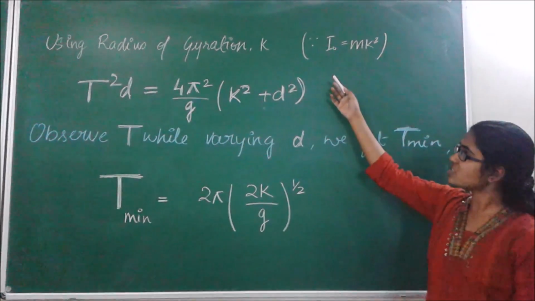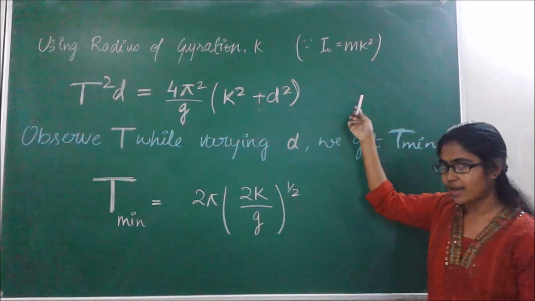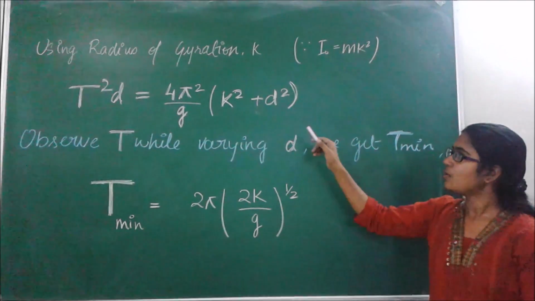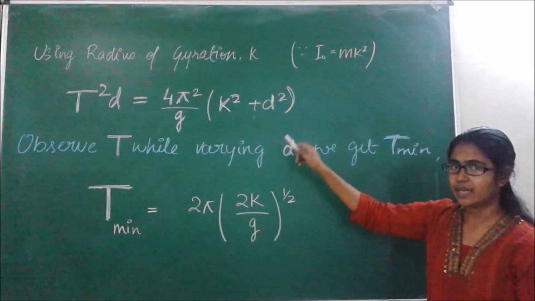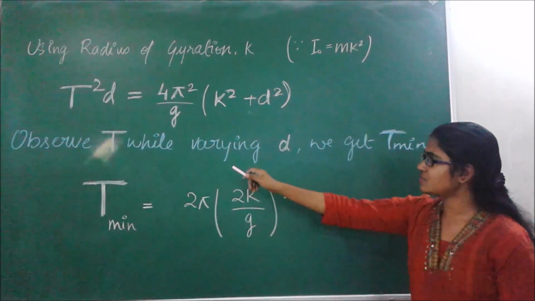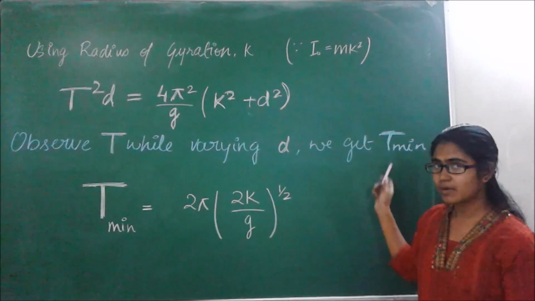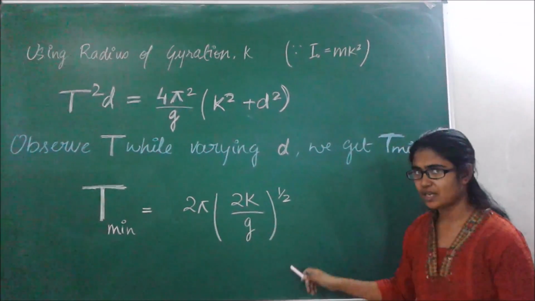Now, using the radius of gyration k, which is given by I naught equal to m k square, and putting it into the formula, we get this formula where T square d is equal to 4 pi square upon g into k square plus d square. Now, observing the variation of T while varying d, we will get the minimum time period, which will be given as 2 pi into (2k upon g) whole power half. Now, Kanha is going to explain the experimental setup of this experiment.